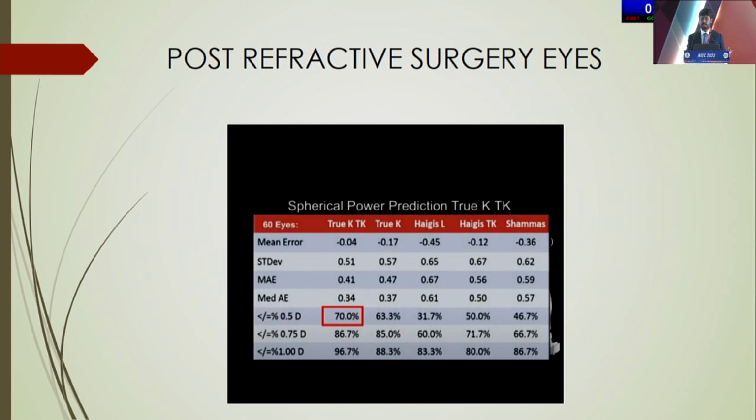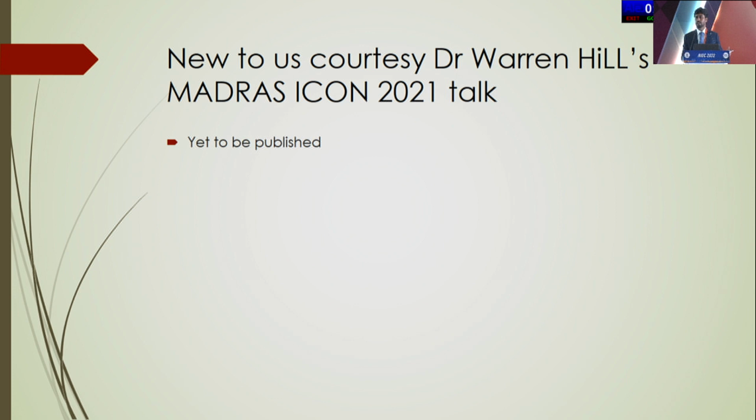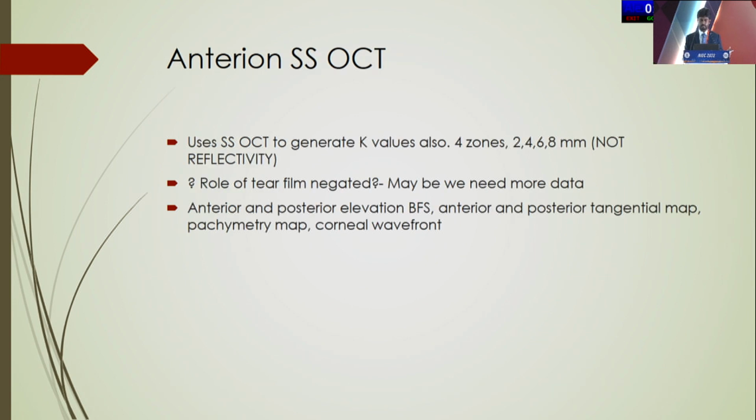However, as I said earlier, true K stands out and it is far more accurate, and gives much better values when we use it for post-refractive surgery eyes. Now, courtesy Dr. Warren Hill, we learned a new concept where he says that with the Hill RBF, the true K is far more accurate. In fact, 95% of patients, if we use the true K on the Hill RBF, are on track or have less than 0.5 of residual refractive error, which is a huge value.